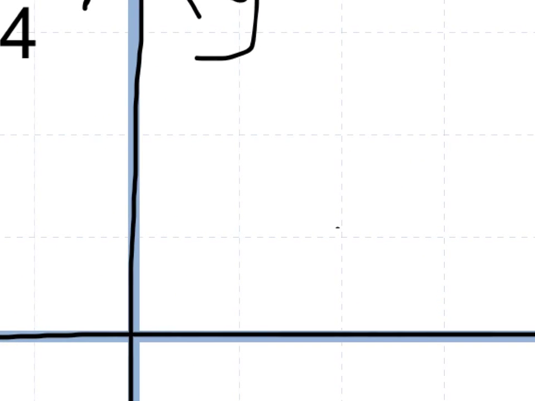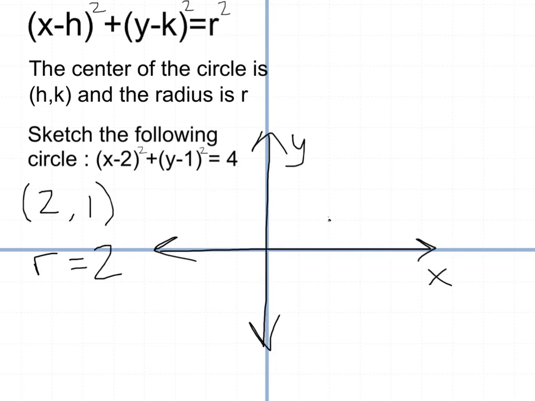Okay, and then we just need to sketch a circle where the radius is 2 from this point. So if the radius is 2, that means my circle is going to be out here, and it's going to kind of run like this. So what I'll do is put a couple points where I know my circle is going to exist, like right here, right here, right here, and then right here, and then I'll go ahead and draw the circle through them.